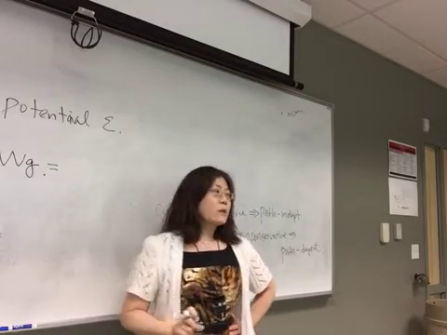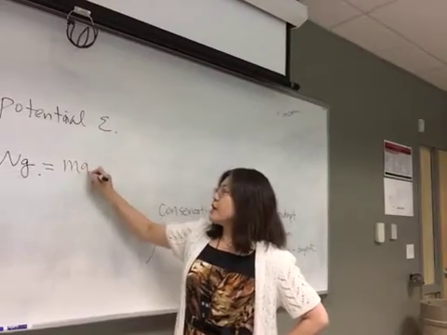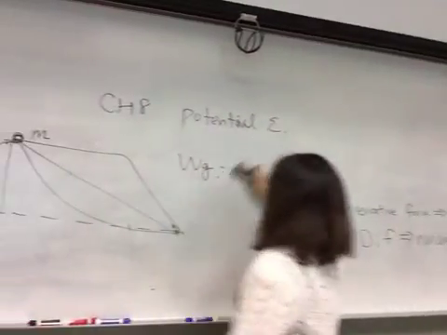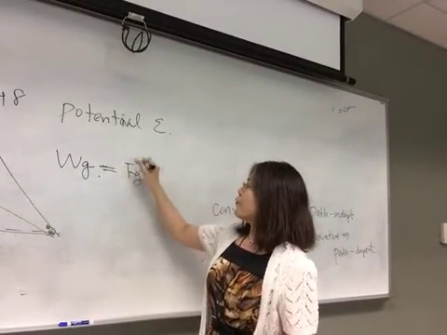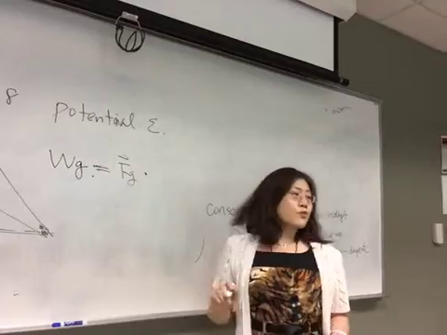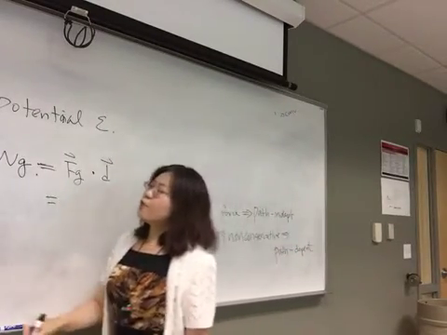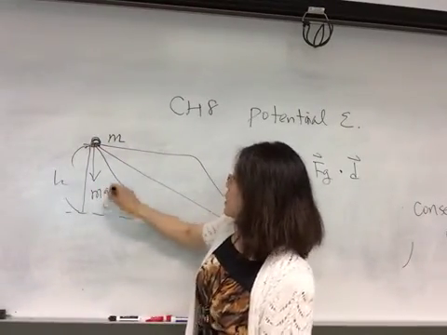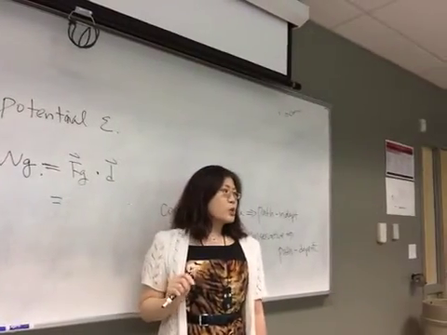What about the work done by the gravitational force? Let's say you have your Fg. By definition, the work done by the gravitational force is equal to the scalar product of the gravitational force and the displacement. In this case, the gravitational force of this object is downward, so this is your mg. What will be the displacement that actually contributes to work?